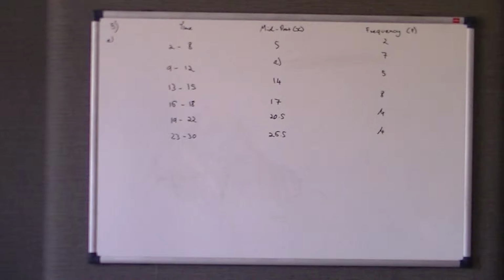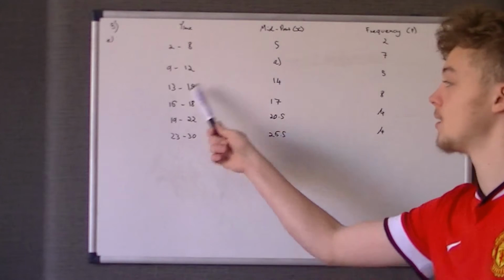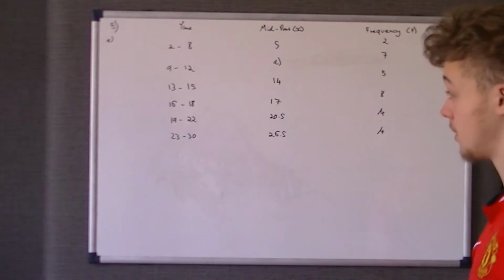The midpoints of each of these groups are 5, and then the 9 to 12 midpoint is what we're being asked to work out in part A, so I put A for that. The group midpoint of 13 to 15 is 14, 16 to 18 is 17, 19 to 22 is 20.5, and 23 to 30 is 26.5. Okay, the frequencies of each of these groups correspondingly are 2, 7, 5, 8, 4, 4. The first thing you should spot is that these midpoints obviously correspond to each one of these groups.